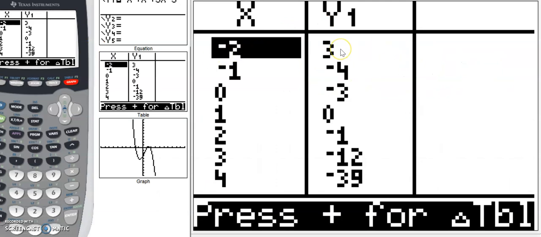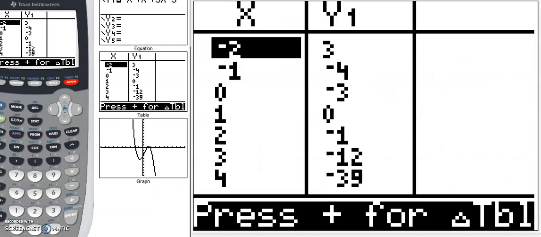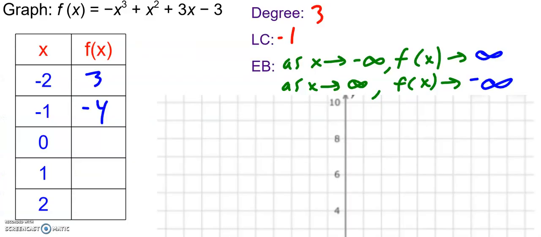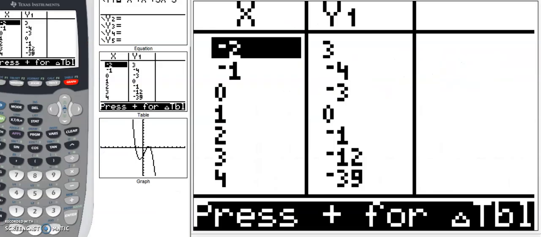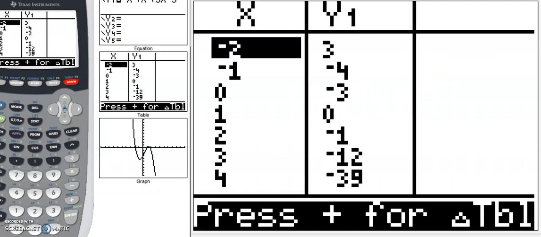So I see when x is -2, y is 3. When x is -1, y is -4. So let's start to write those in. I can't memorize all of this. So that was -4, and I already forgot that was 3. So this is 3. When x is 0, we're at -3. I should know that because that's my y-intercept. When x is 1, we're at 0. And when x is 2, we are at -1.